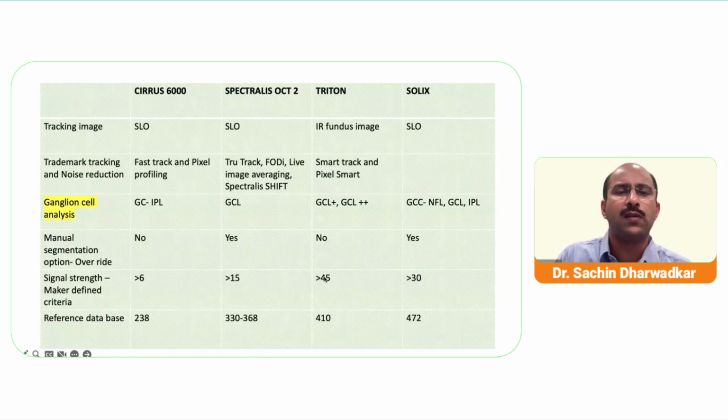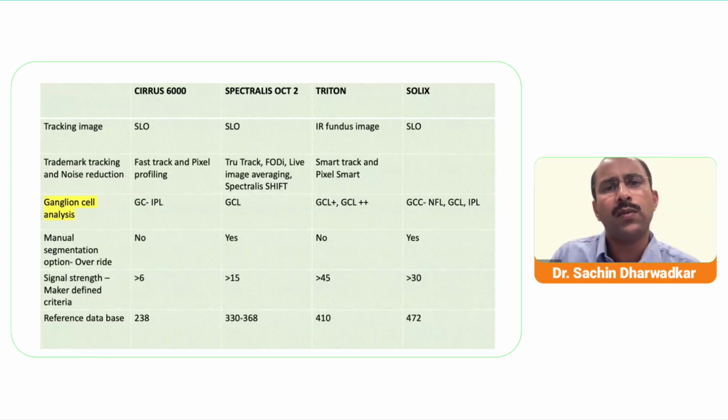The signal strength marker defined criteria are also different. Needless to say, these are basically proprietary. So you have to go by whichever manufacturer sells the machine to you to accept that as the imaging standard. But beyond that, you have to definitely look at the segmentation of the image. Reference databases are also slightly varied, but definitely they are never all encompassing for all patients. So always remember, progression using the same patient's data over time is the holy grail rather than comparing to any normative database, because it will never be all inclusive.